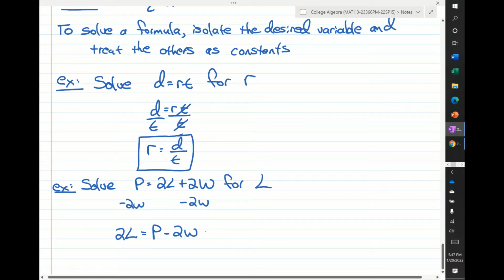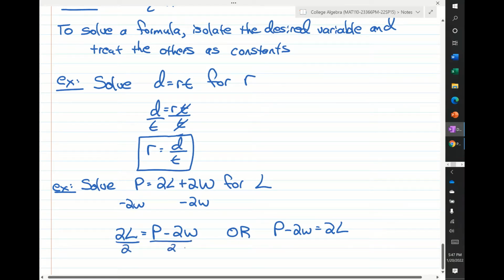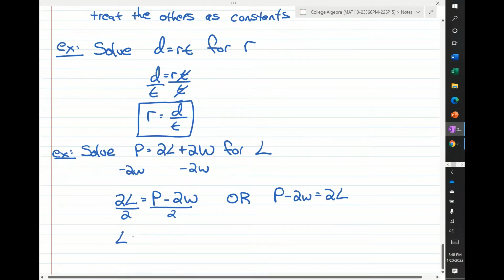We do prefer to have the variables on the left side of the equation. So this is exactly the same thing as just writing P minus 2W is equal to 2L. It's just preferred if you keep the variables on the left. So that doesn't make a difference. Does that confuse anyone or no? No? Okay. And then just to finish it, we want to get L by itself. Let's just divide both sides by 2. And the perfect answer would be L is equal to P minus 2W divided by 2.